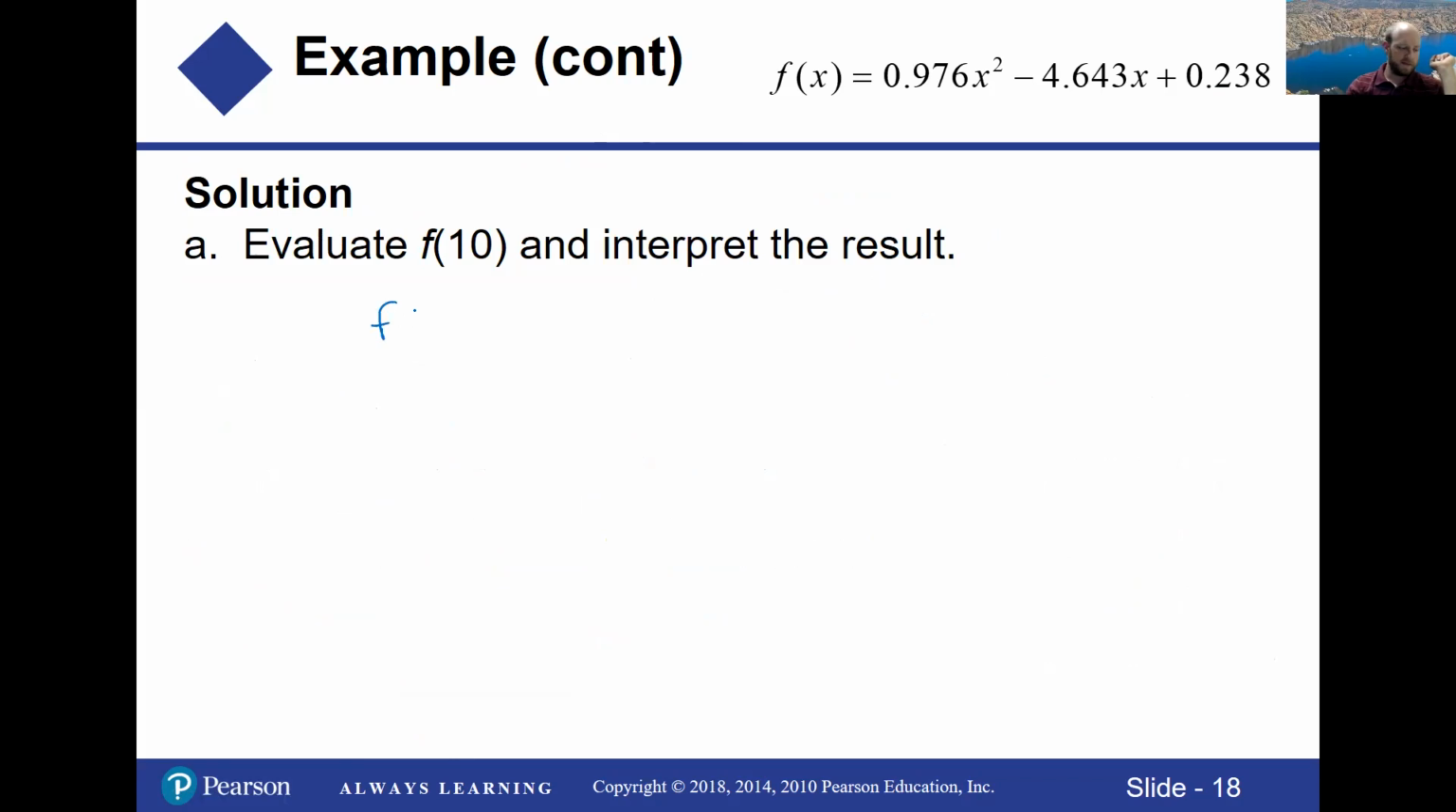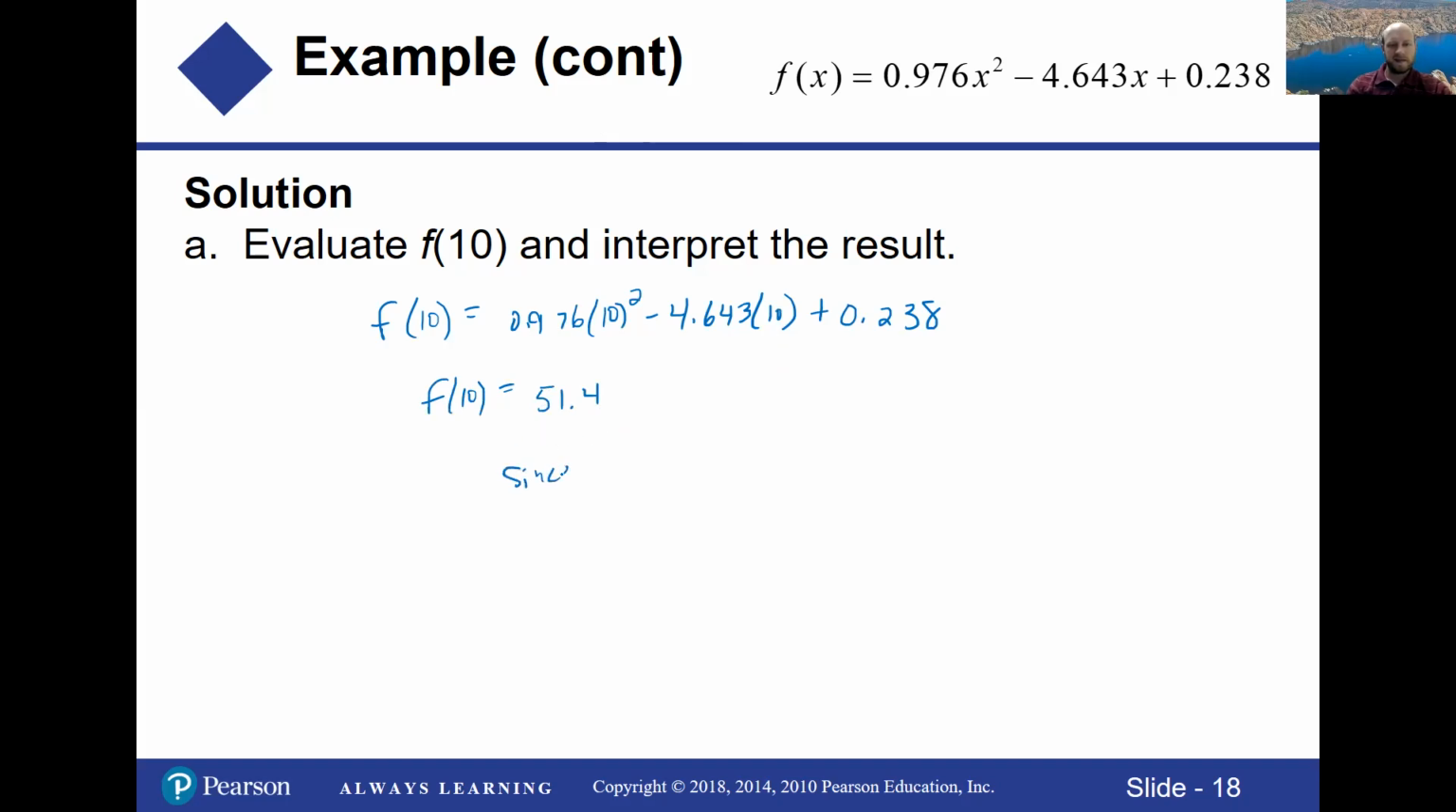So I'm going to take my formula up here that they gave us, and I'm going to plug in 10 everywhere that you see an x. So f of 10 equals 0.976 times 10 squared minus 4.643 times 10 plus 0.238. And if you type all this in on your calculator, round it to the nearest tenth, you're going to get about 51.4. Now, what does that mean?